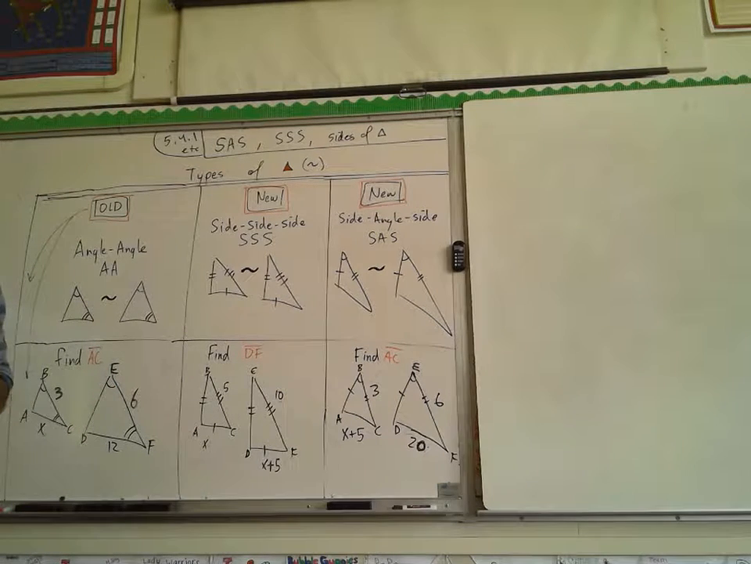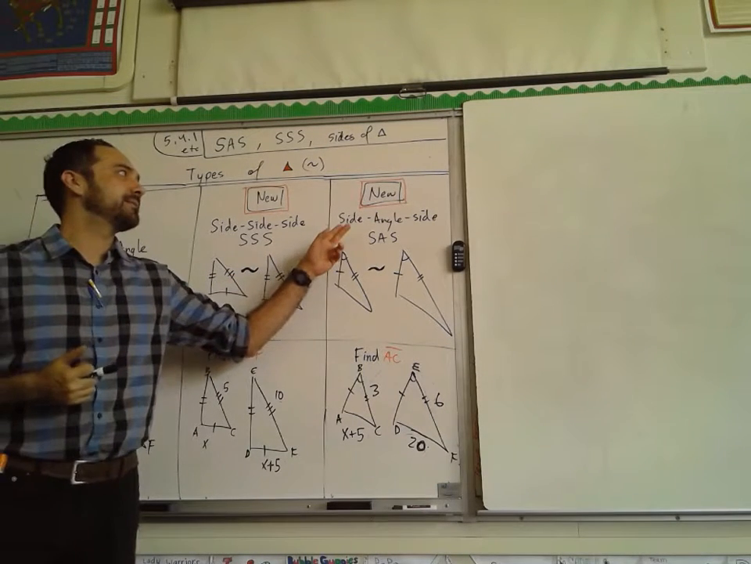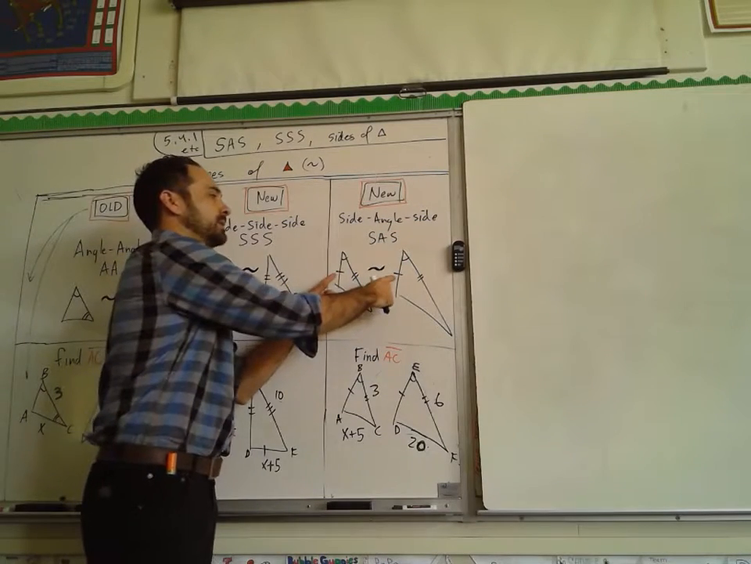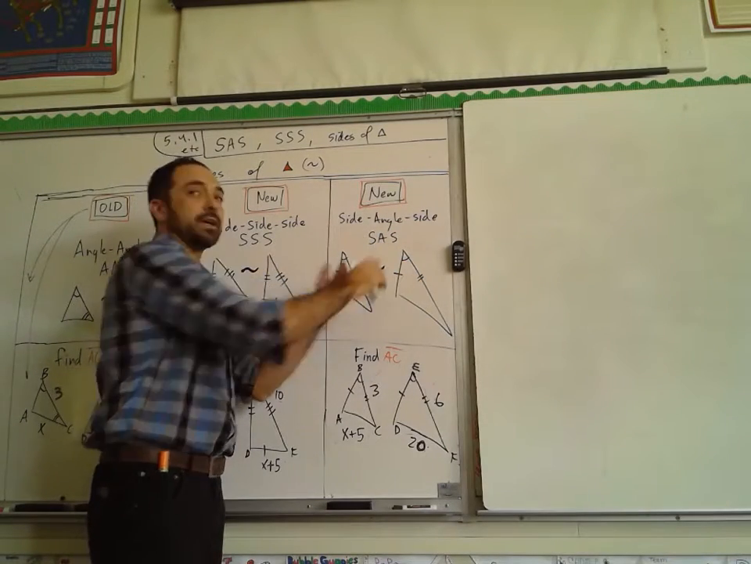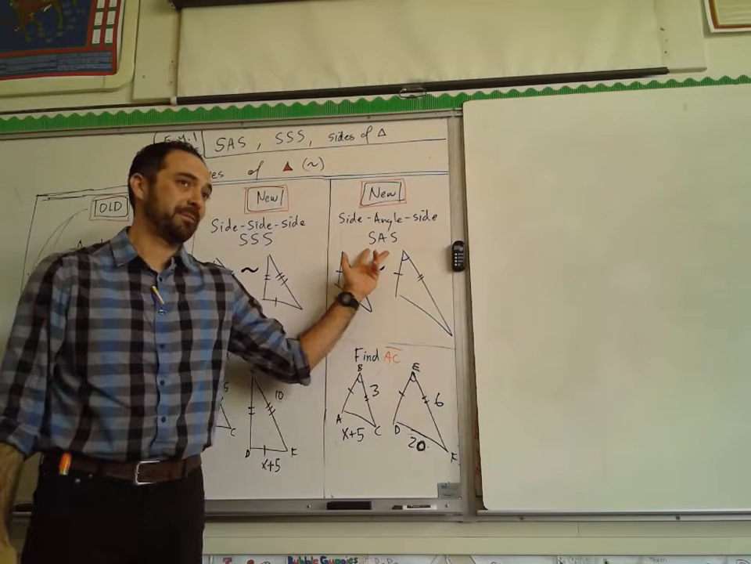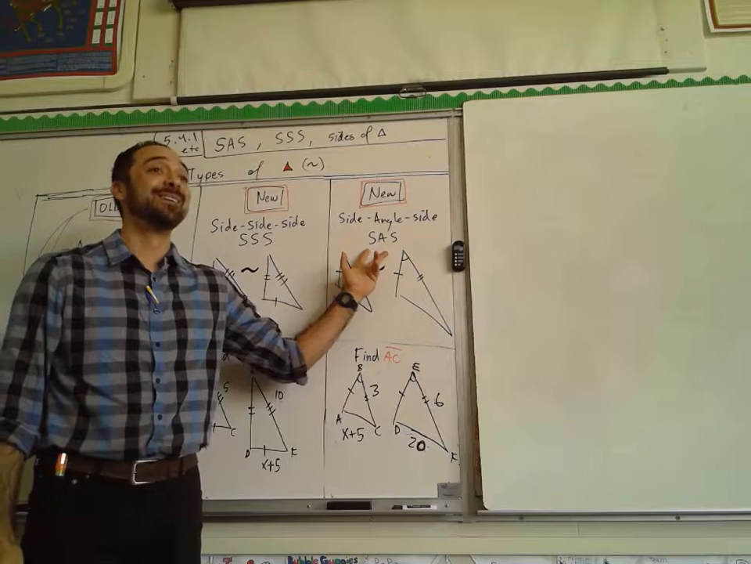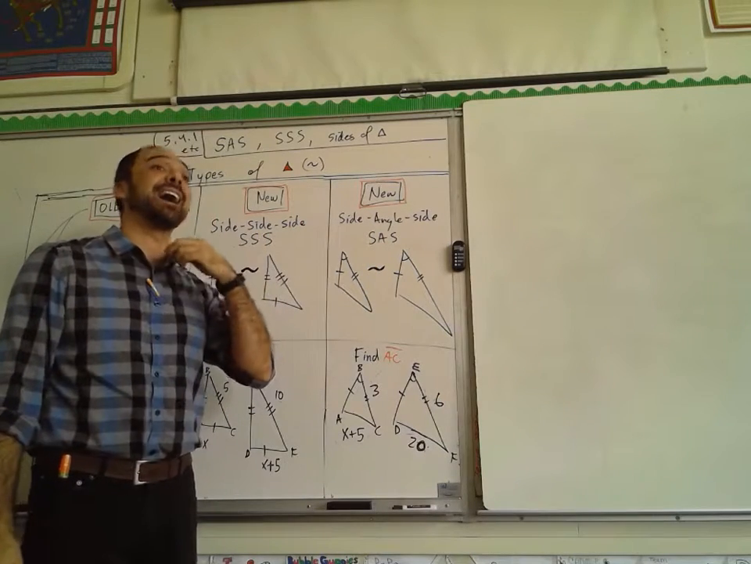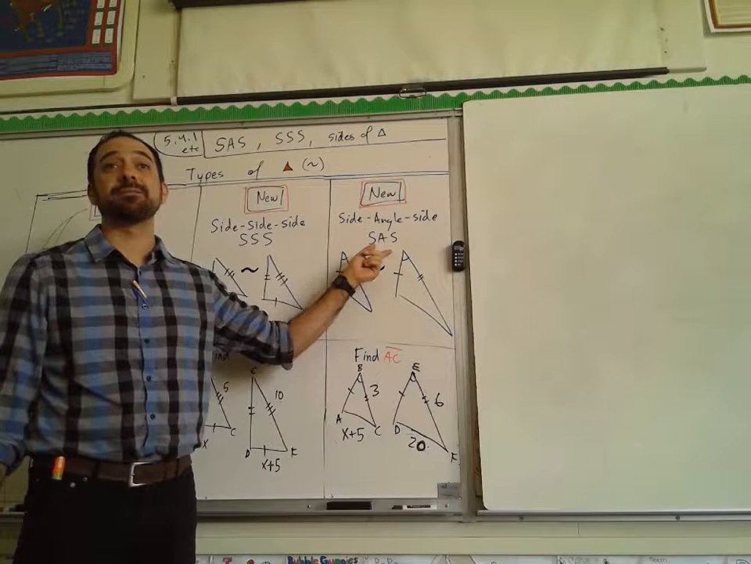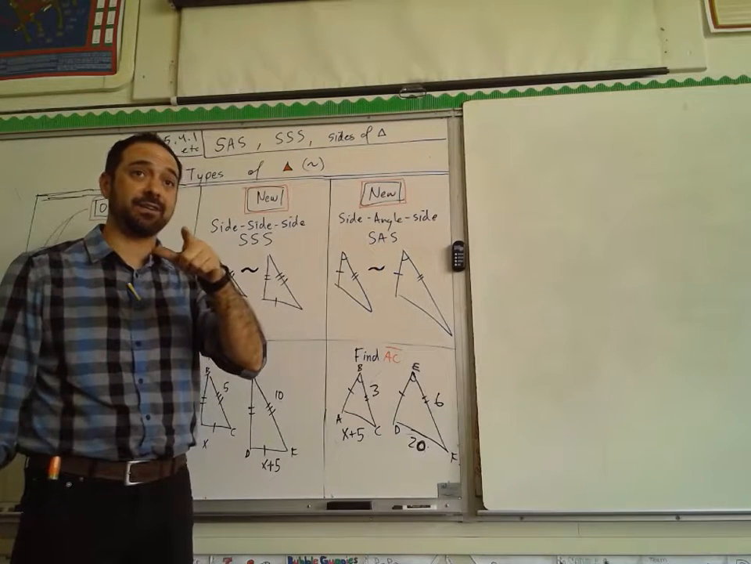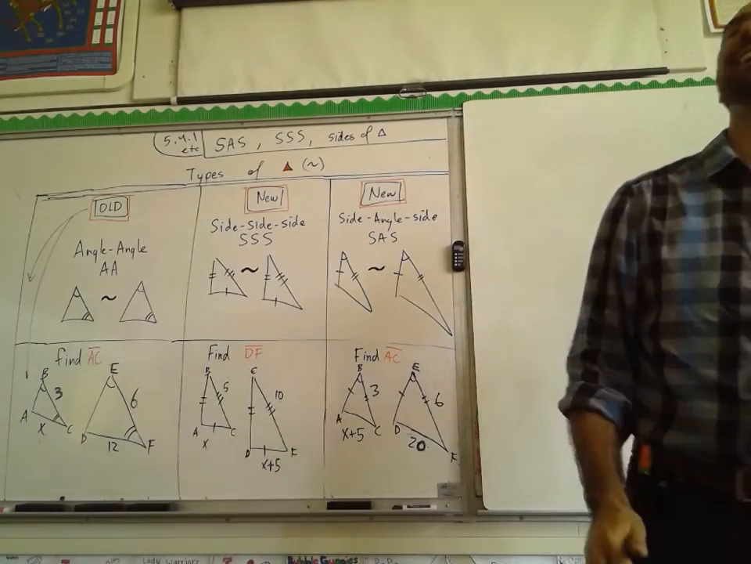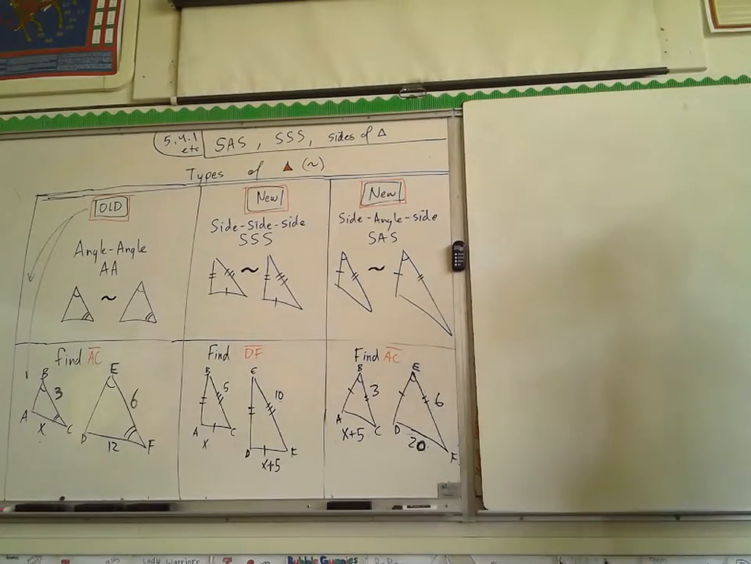All right. Next, we have side, angle, side. Look what we have. 2 sides in common, 1 angle, another side in common. Okay. And what should we call this? SAS. SAS. Okay. SAS, you can call it SAS if you want. Side, angle, side. Very good. That's pretty good, Isaac. Nice.